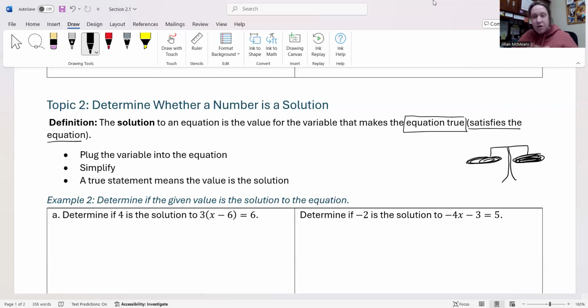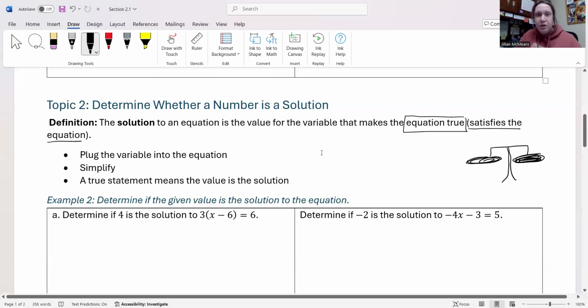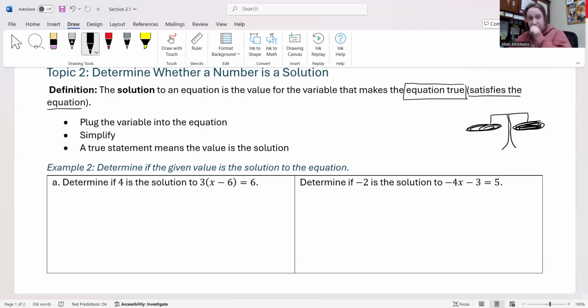Okay? So let's look at our first example. We have a really simple equation. We have 3, and then in parentheses, we have x minus 2 equals 6. We want to determine if 4 is the solution to this equation. So all I want to do is rewrite the equation. Anywhere I see an x, I want to replace it with a 4. So I get 3 times, in parentheses, 4 minus 6, equals 6.